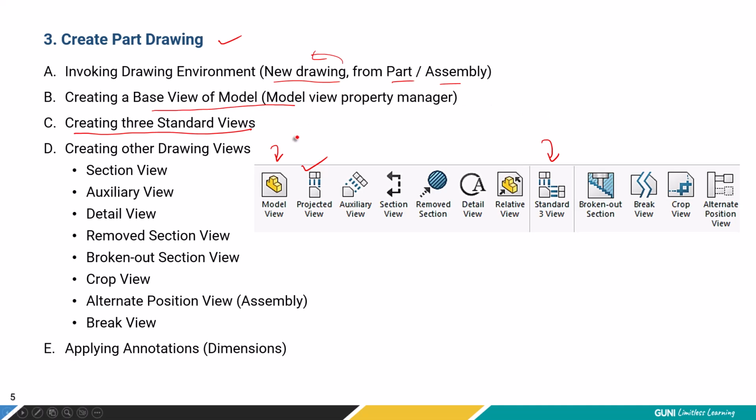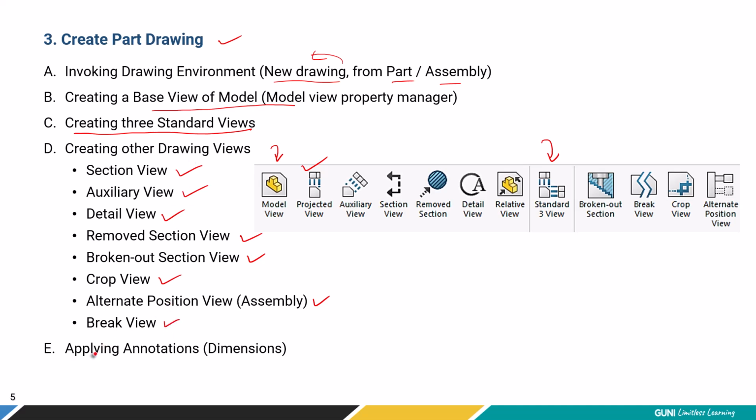Now many times it is not sufficient to create only standard views. You may need to create a sectional view to get detail inside the material. You may need to create auxiliary views, detail views as we saw in the PDF file. You may require to create the removed section, broken-out section, crop view, or for assembly you may need to create the alternate positions, which simply give an overall idea about the movement of the assembly. Or you may require to create the break view.